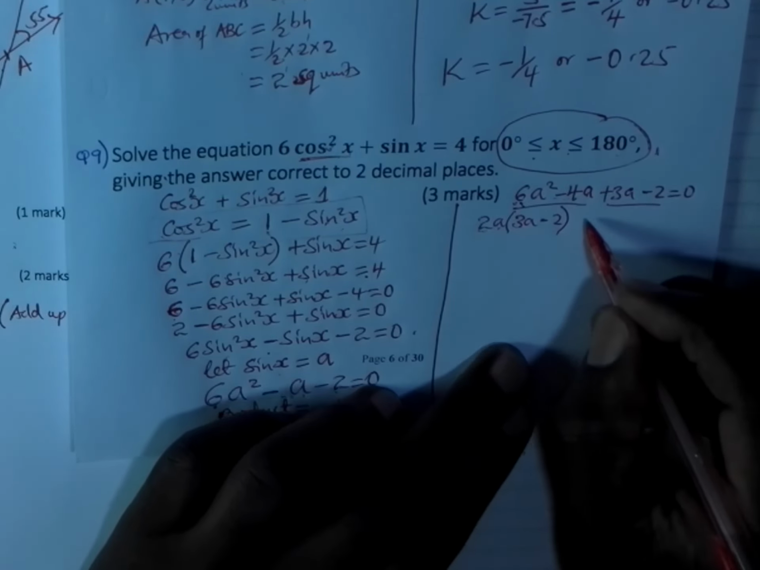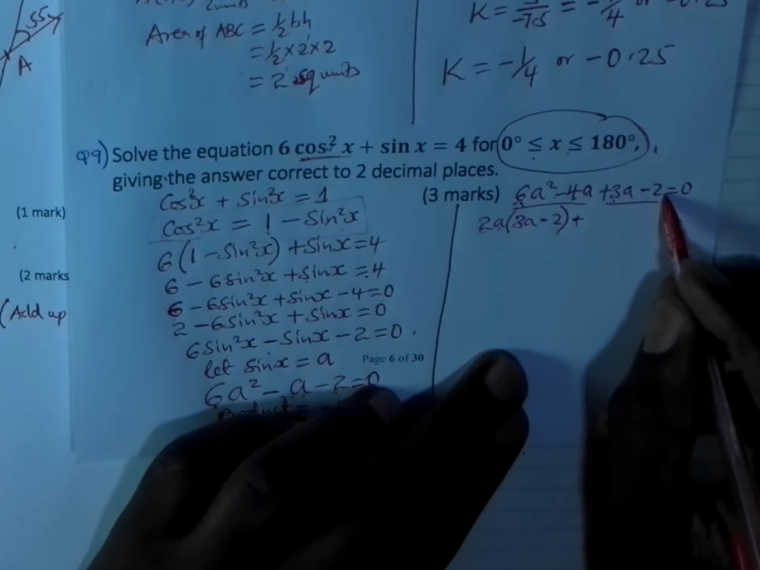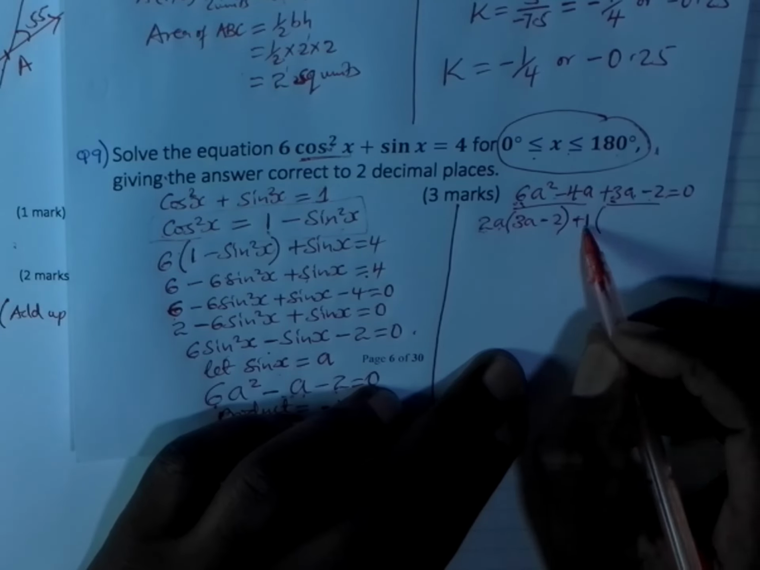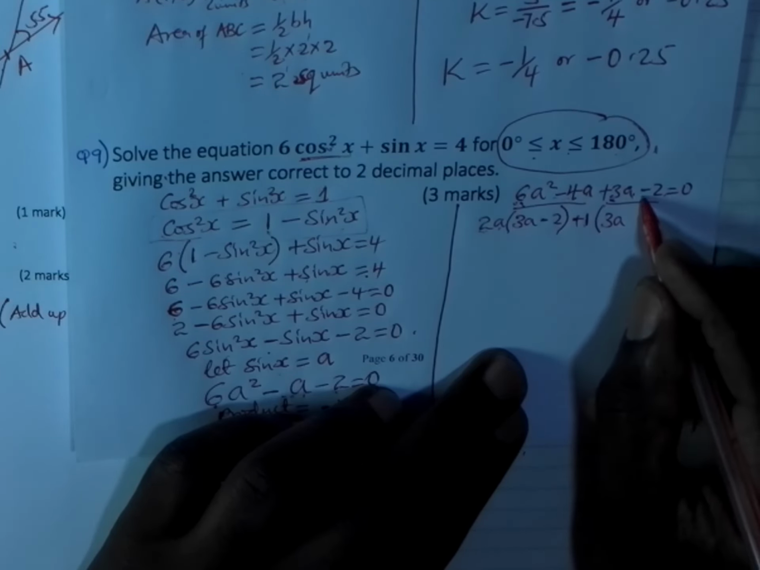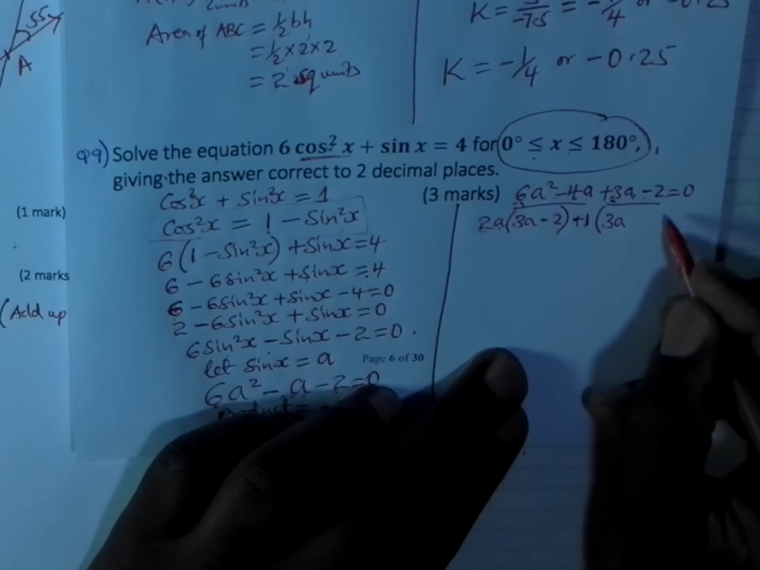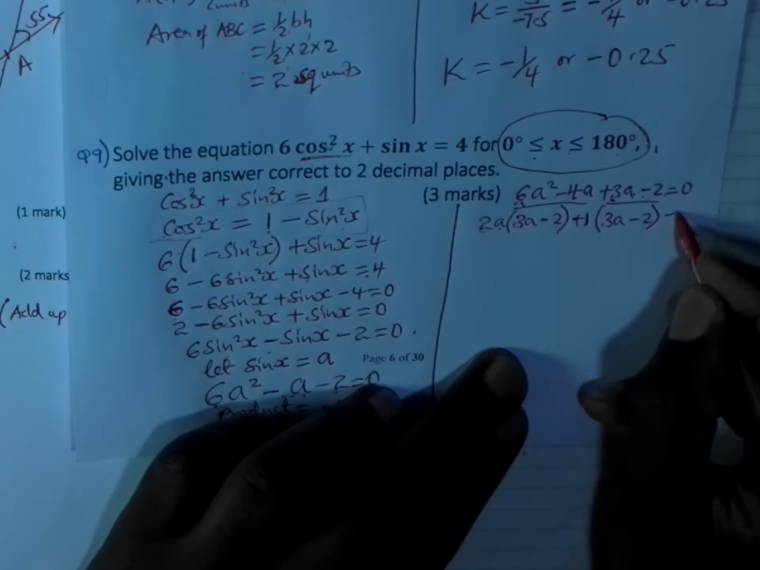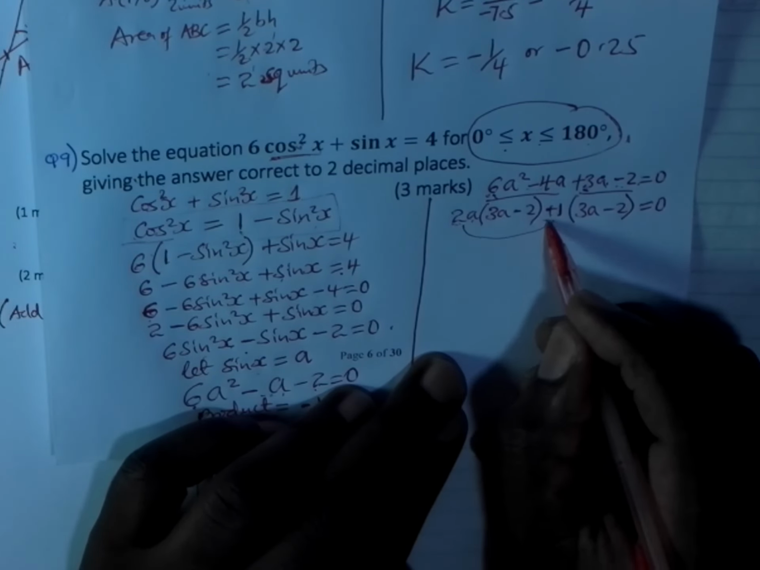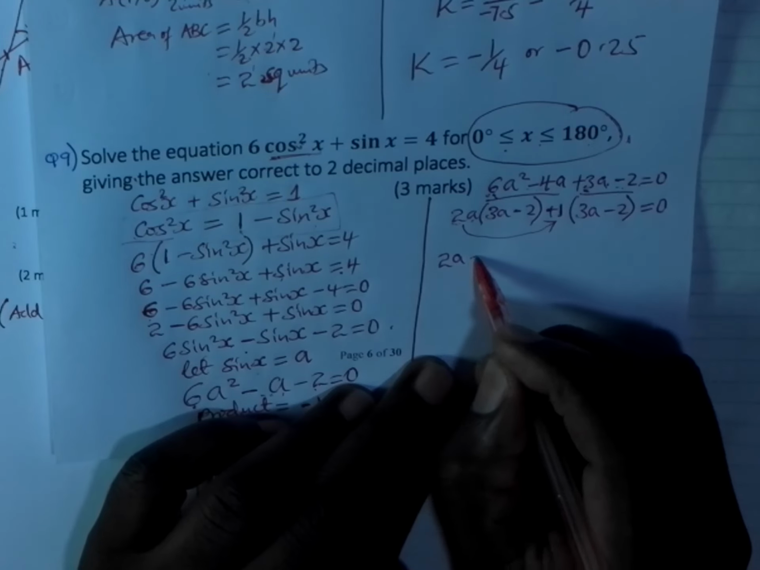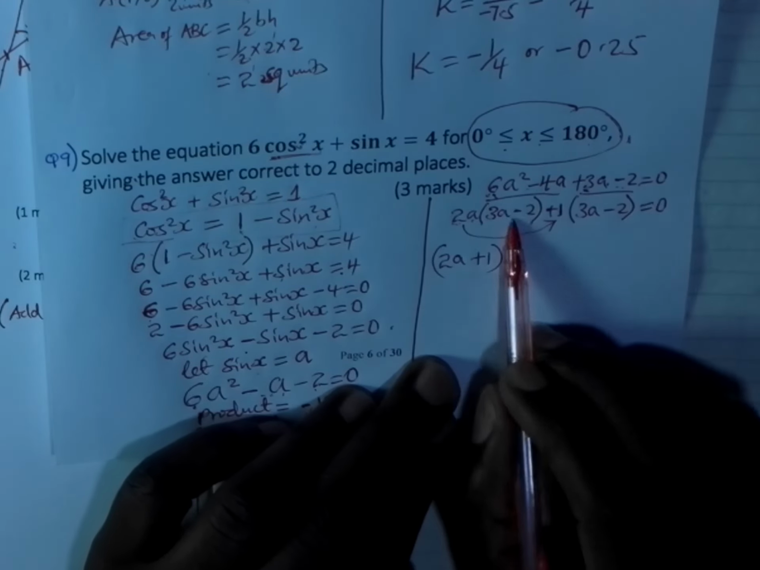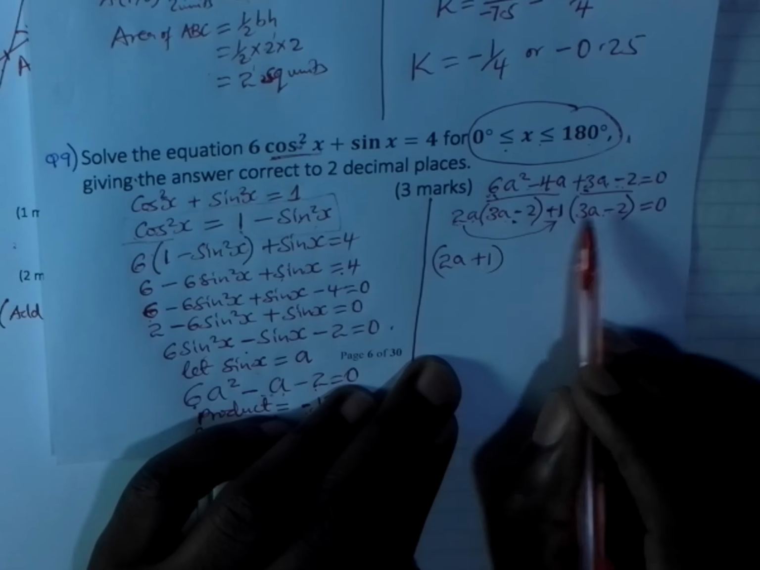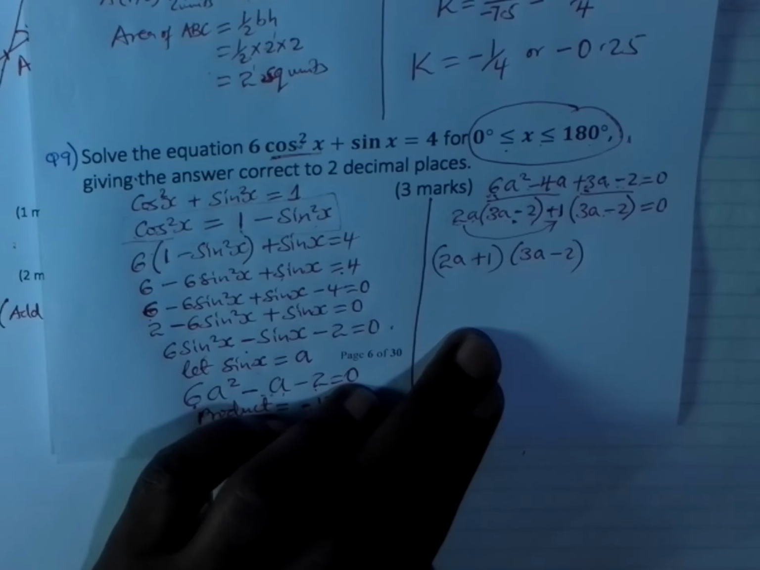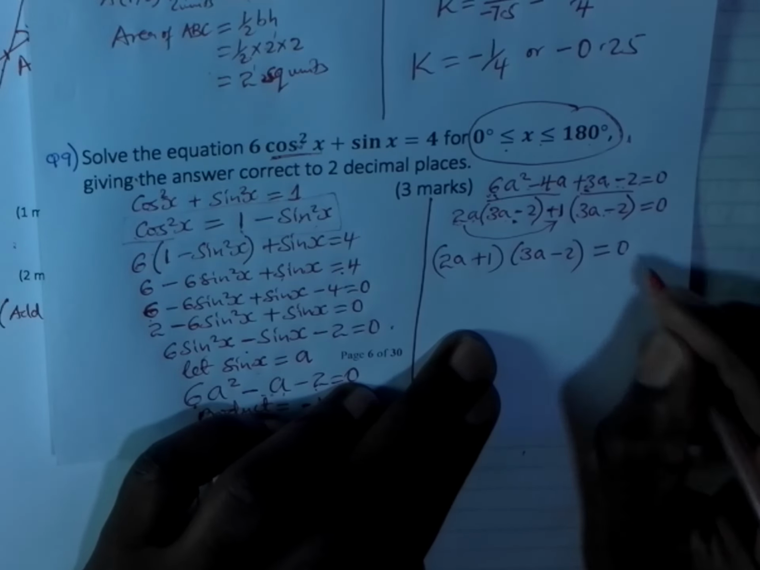The bracket, then plus 3a minus 2, 1 is common. So factor out 1: 3a divided by 1 gives 3a, minus 2 divided by positive 1 gives minus 2. Close the bracket, equal to 0. So take this, which will be 2a plus 1, then pick the one that we factored out, so we have 3a minus 2 equal to 0.